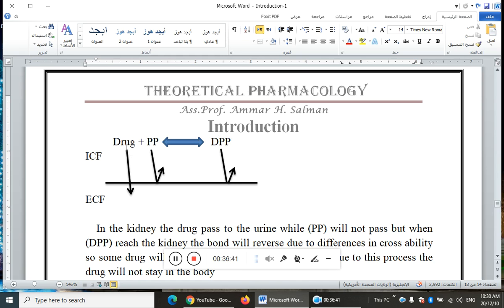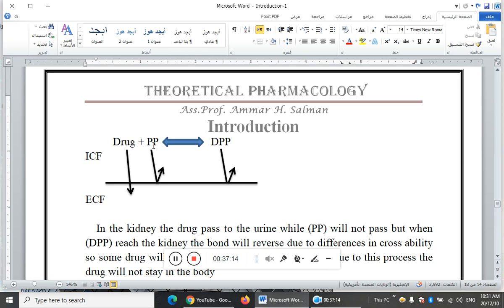The free drug only can cross the barrier, while plasma protein will stay in the bloodstream, and also the complex of the drug and the plasma protein cannot cross the barrier. In the kidney, the drug passes to the urine, while plasma protein cannot cross to the urine.